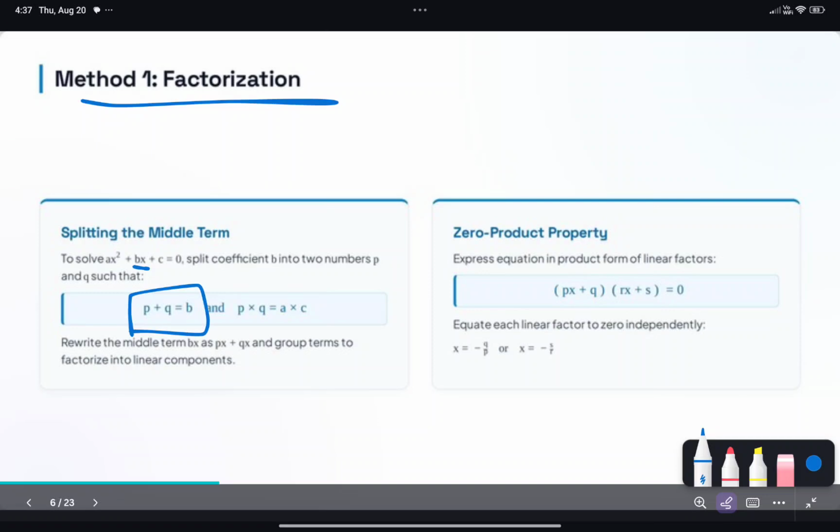Rewrite the middle term bx. This term you have to rewrite. That's how it converts to ax square plus px plus qx. Yes or no? That bx term, write it in the form of px plus qx, and group terms to factorize into linear components.